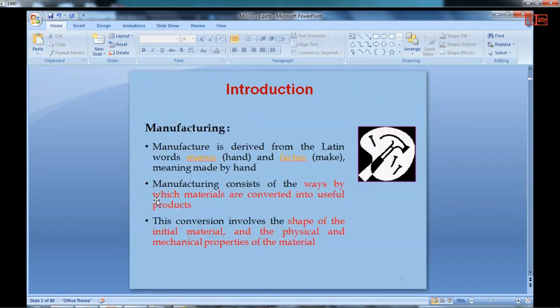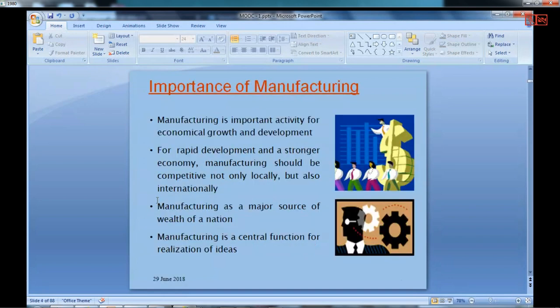So what is manufacturing, and how did this term come about? We said that the term has two parts, manus and factus, which actually means handmade. But now when we think about manufacturing, we remember the big machines. We think about factory automation, robots and industries. But in the beginning, it all started with what I've been doing with the hand.